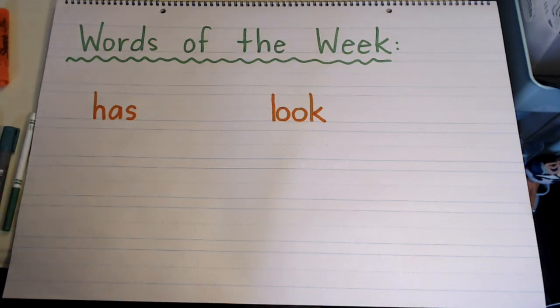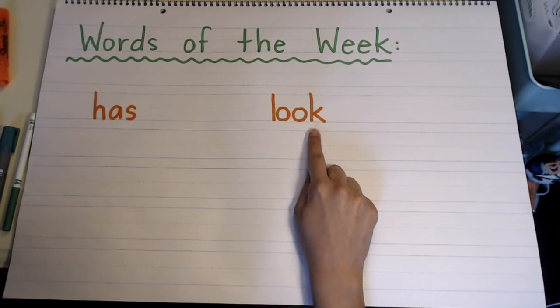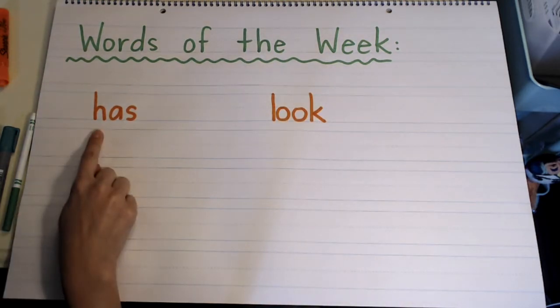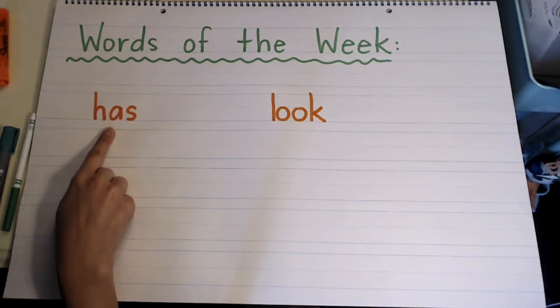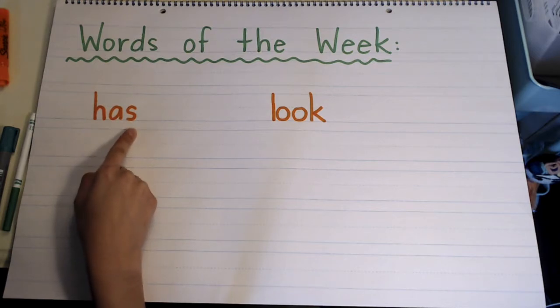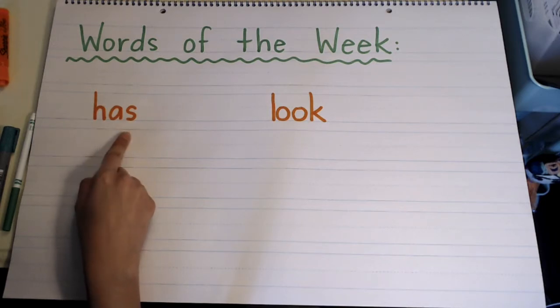All right, everyone. We are going to talk about the words of the week. So our two words of the week are has and look. For the word has, we know the H makes the sound h, the A makes the sound a, and the S makes the sound s. But in this word, the S sounds a little bit more like a Z. So it's as, has.